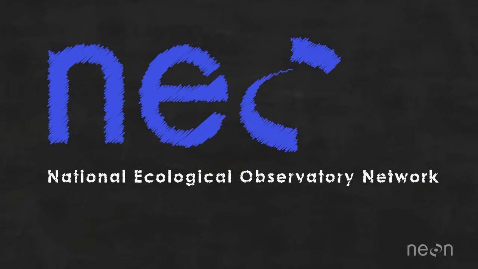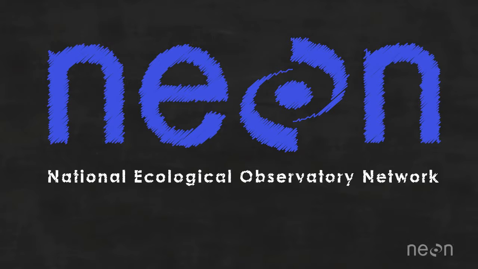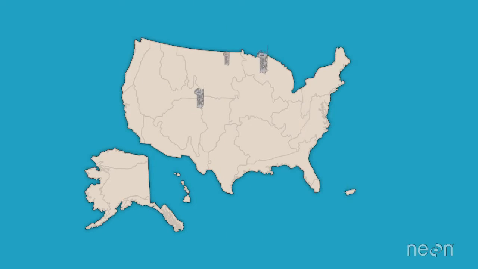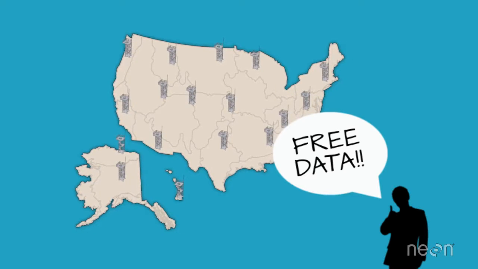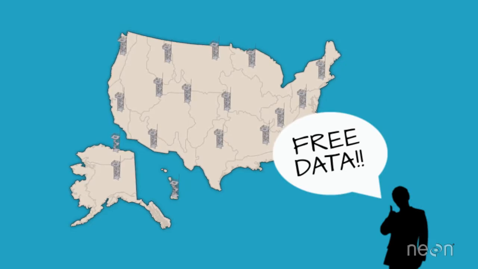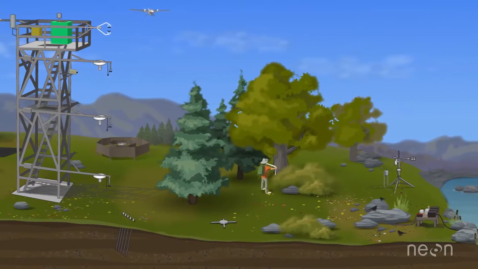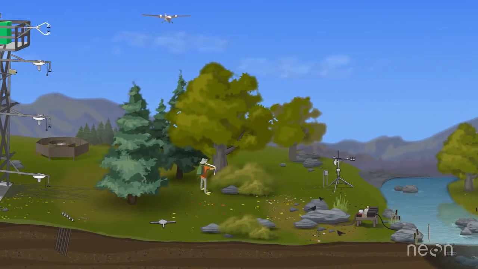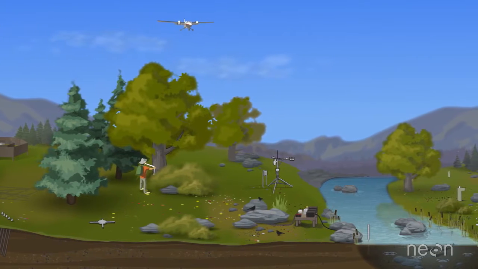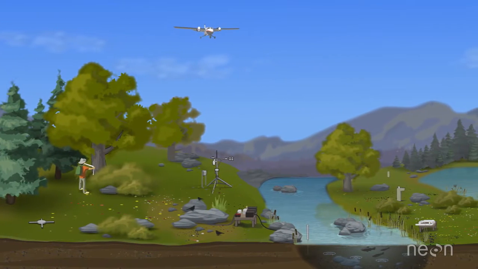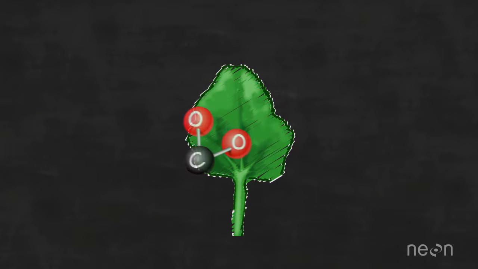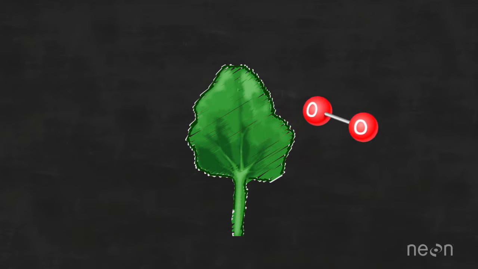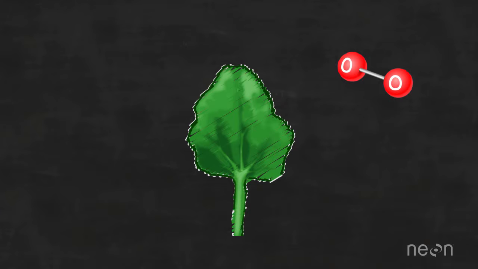For example, the National Ecological Observatory Network, or the NEON project, uses an infrared gas analyzer installed on its towers across the United States to measure carbon in the atmosphere. NEON will also be combining this atmospheric carbon data with airborne remote sensing to model carbon across entire forests and over larger landscapes.